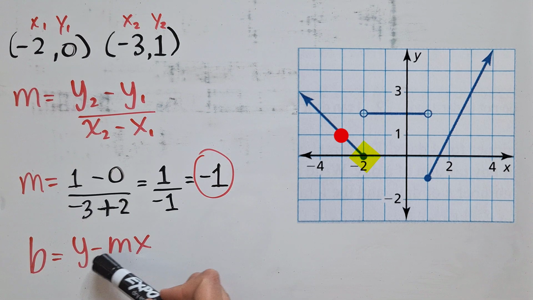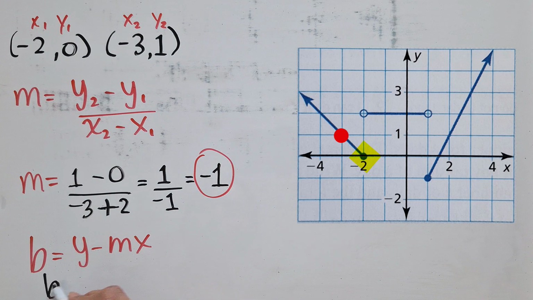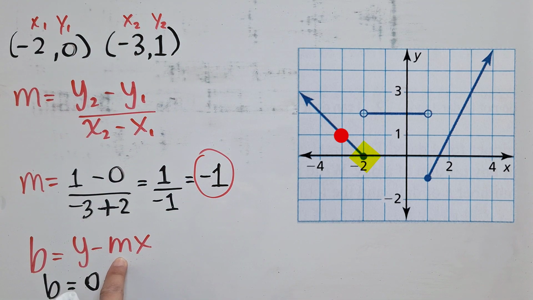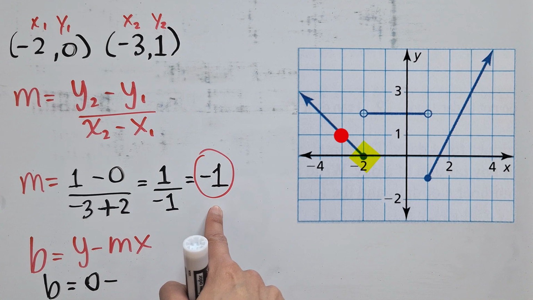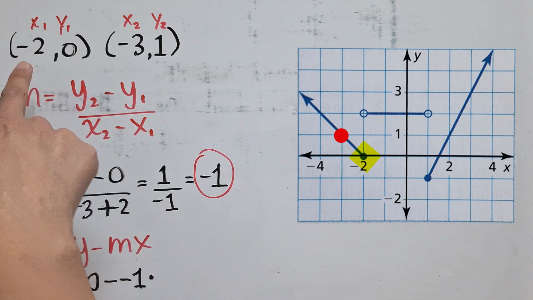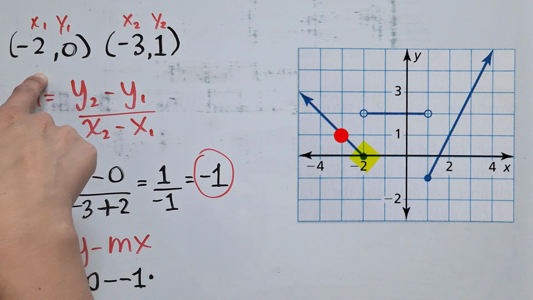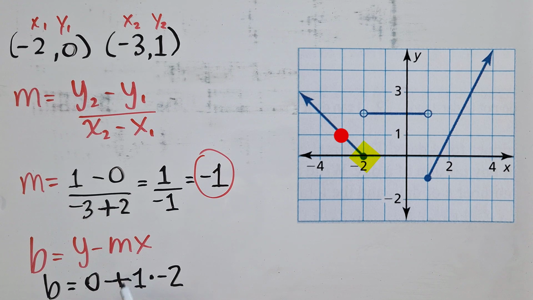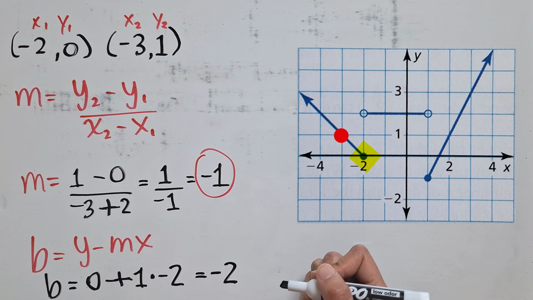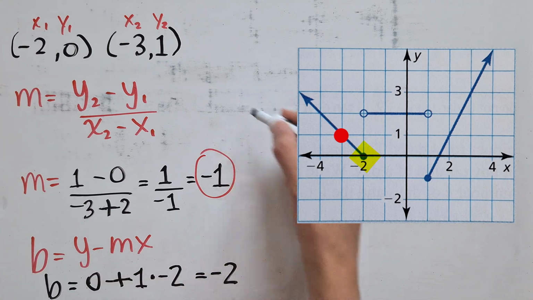Because we have 2 points, we can choose 1 of those. I'm going to choose the first one. b equals the y. Which y? The y of that point that I chose, which is 0, minus the m, the slope. I just found the slope, which is -1, times the x. Which x? The x from the ordered pair that I chose, -2. So this becomes a plus. 1 times -2 is simply -2. This is our b.